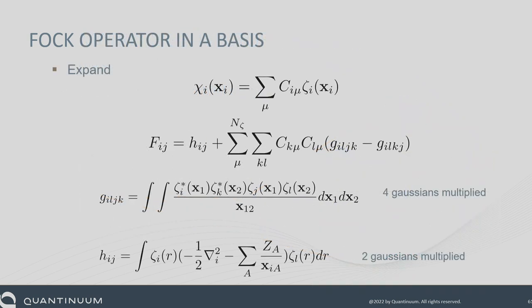So just to clarify, inside the Fock operator we have these basis function overlaps. Now these are just Gaussians here, these etas. So you're just doing four-center Gaussian overlaps here. So there's quite a lot of hardcore numerics going on here.